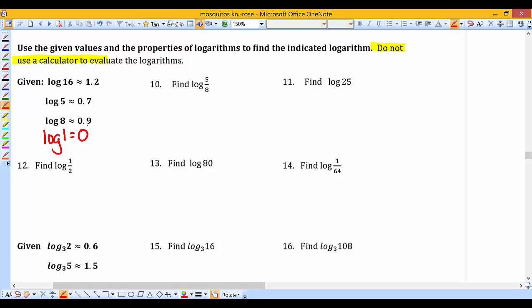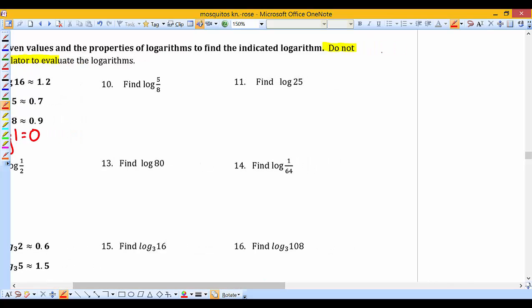So hopefully that's all we're going to need. If anything else comes up, then we will go ahead and rewrite them differently. But we'll see what happens. Maybe we won't need anything else for these 5. You're using your properties of logs. Don't forget, you have the product property, which you change to addition.